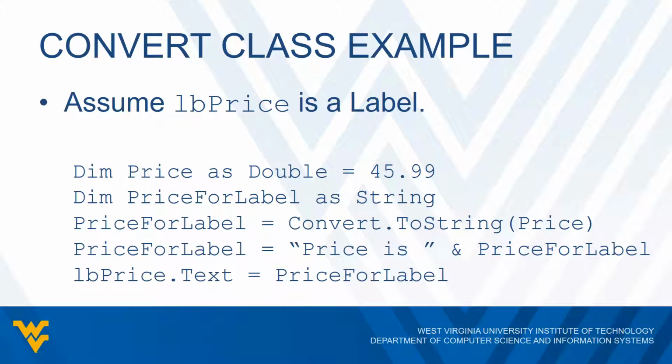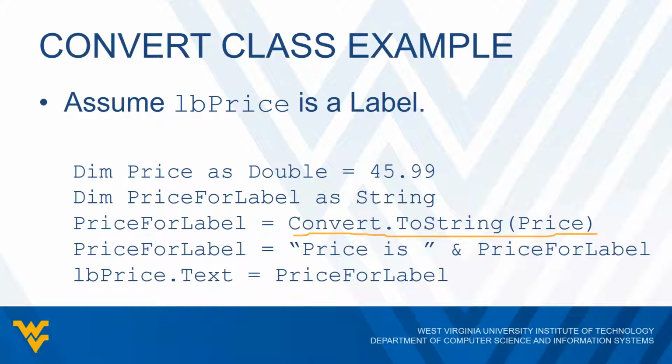The conversion is being done right here. So what we see is we're using the ToString method from the Convert class, which means we're going to take our price, and this is a double of 45.99, and we're going to convert that into a string and store that in priceForLabel. So after this line, priceForLabel has the string 45.99.